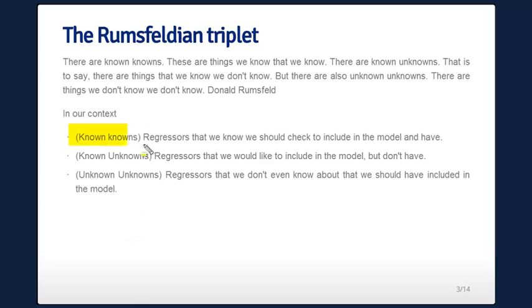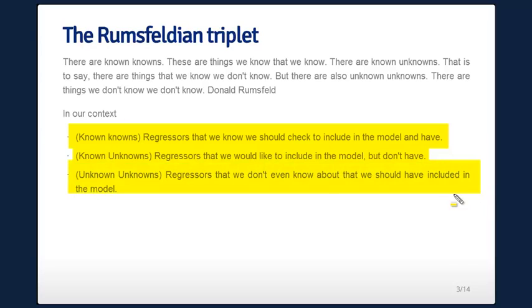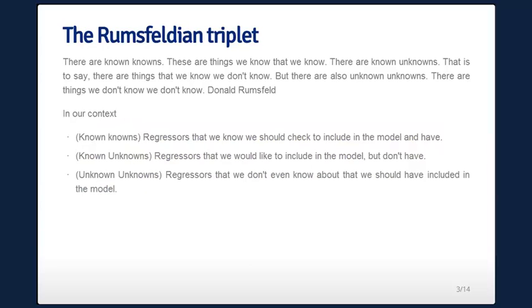So in our context, maybe known knowns are regressors that we know and have, and we should check whether or not they need to go into the model. Known unknowns are regressors that we'd like to include in the model, but we don't have. We either didn't collect or can't collect them. And then the unknown unknowns would be regressors that we don't even know about that we should have included in the model. Okay, so I like to call that the Rumsfeldian triplet.